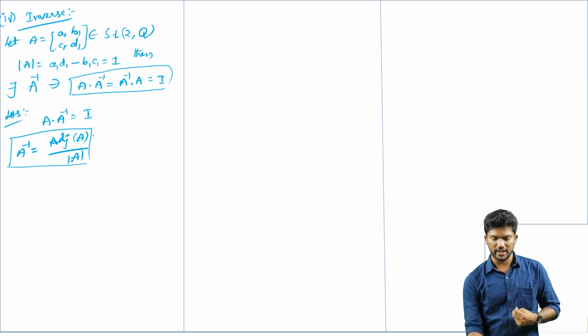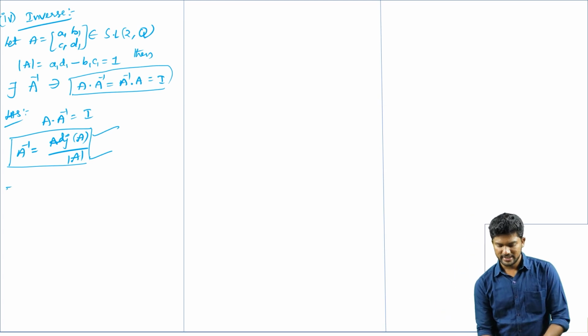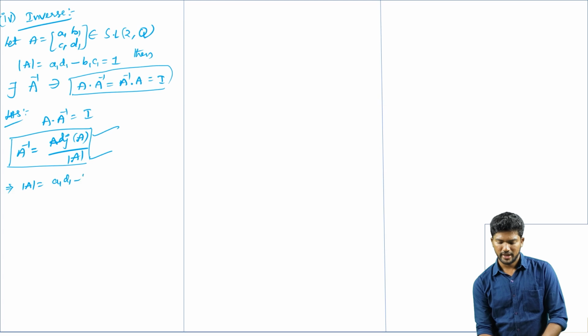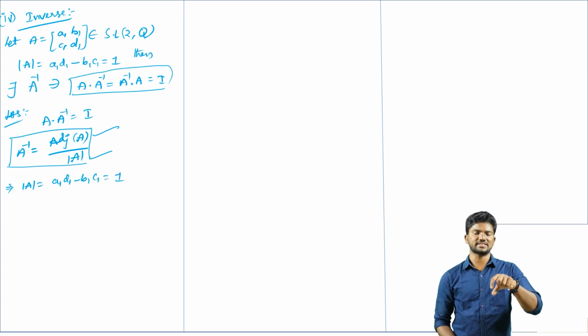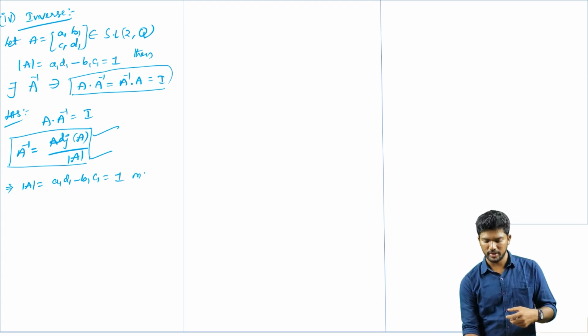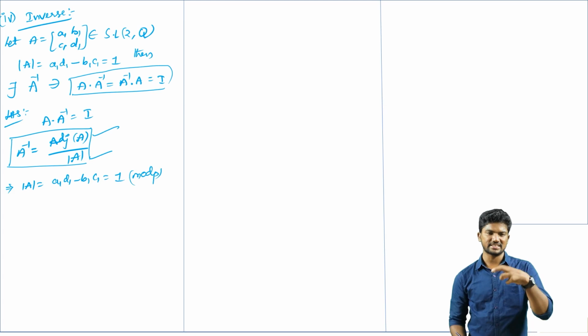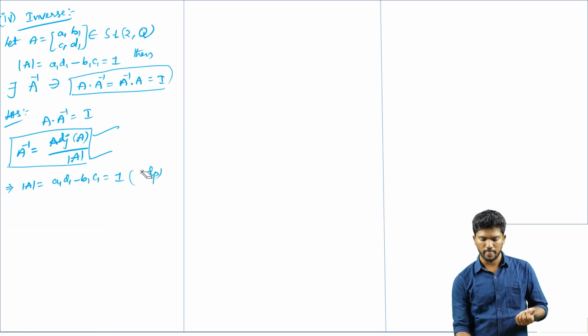The first one is adjoint A and the second one is det A. Already we have det A is equal to A1 D1 minus B1 C1 is equal to 1. So now you can see here det A is equal to A1 D1 minus B1 C1 is equal to 1. Okay, he is not asking the group with respect to addition modulo P. If he asks addition modulo P, we can write mod P. He is asking with respect to rational numbers only, then no need to write that modulo P.